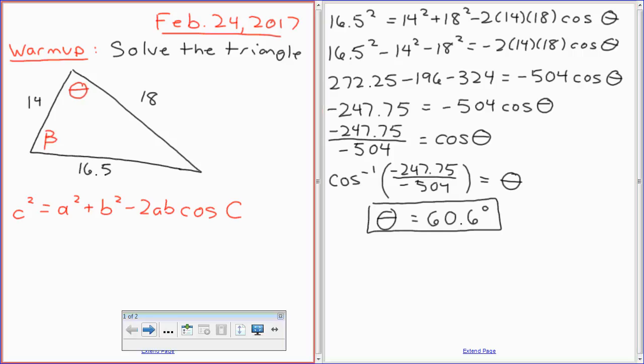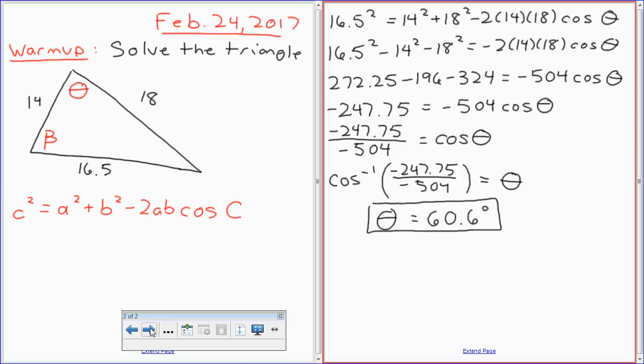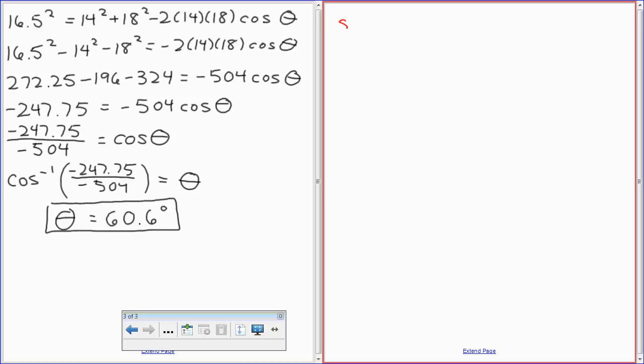Okay. Why can I finally use sine law? Because I have opposites, right? So I'm going to use this opposite to this, and this opposite to this. So I'm going to write that as sine beta over 18 equals sine 60.6 over, what was it, 16.5? Is that right? Can someone confirm that for me? I think that's right. If you did it the opposite way and found the right-hand angle, you'll still get the same answer.